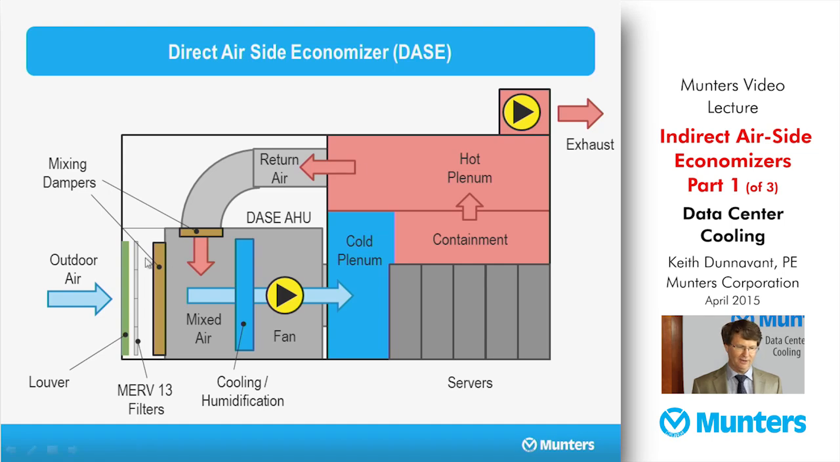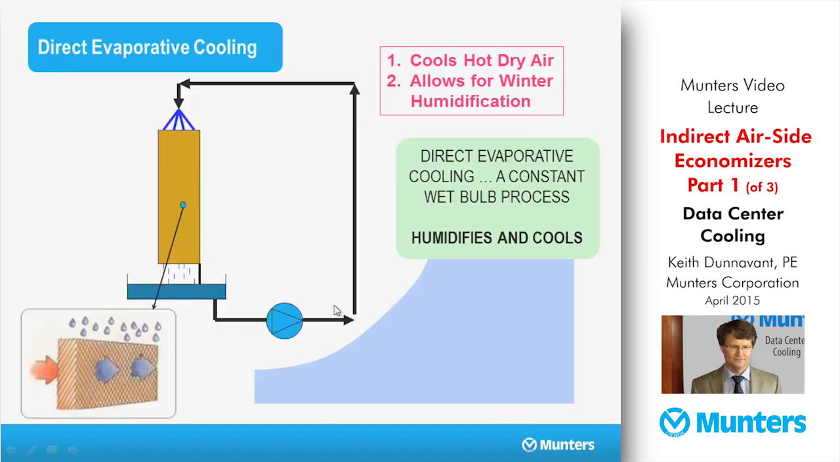And so you do that by mixing dampers. You're varying the amount of outside air and recirculation air in that mixing plenum before you're then delivering it back to the space. So that's a direct AirSide economizer, and a common element that's used in direct AirSide economizers is direct evaporative cooling. A direct evaporative cooler provides two benefits. One, it cools hot, dry air, and it can also allow for winter humidification.